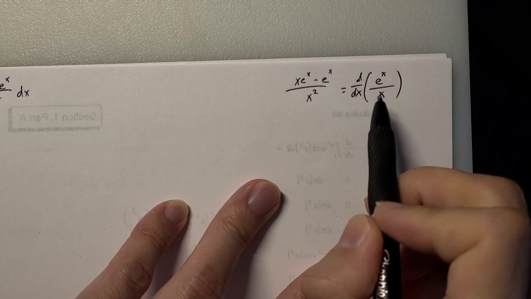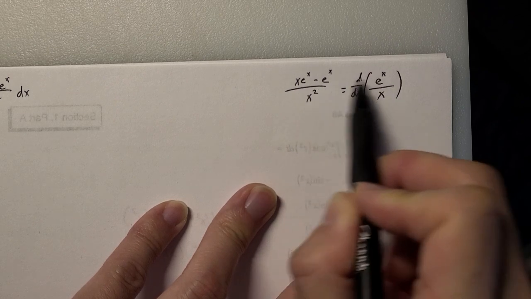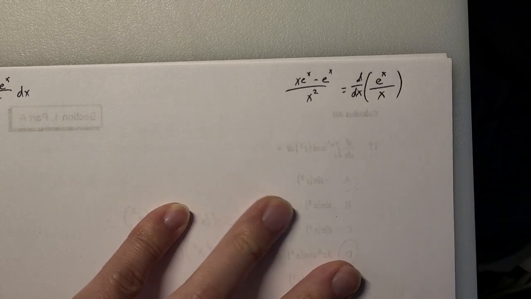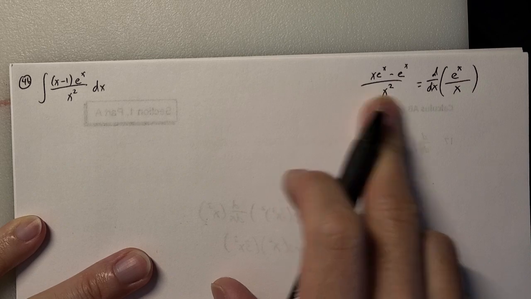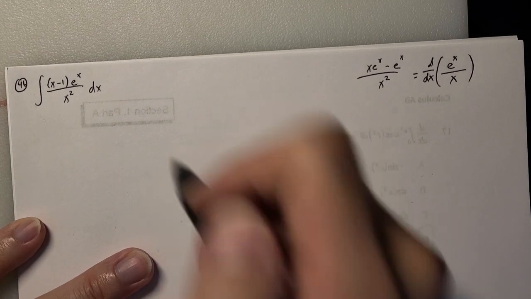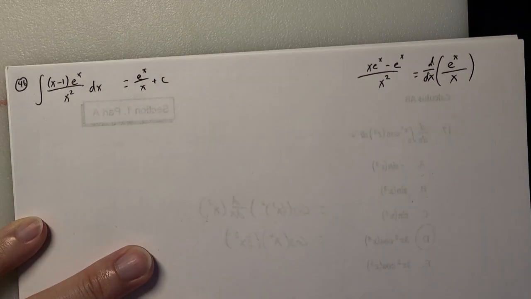Okay, so let's double check. Bottom d top, the derivative of e to the x is e to the x, minus top d bottom, the derivative of x is just 1, over bottom squared. So I already found my answer. Okay, so let's say you weren't able to. This is the answer, by the way: e to the x over x, and then don't forget your plus c. That would be the answer.